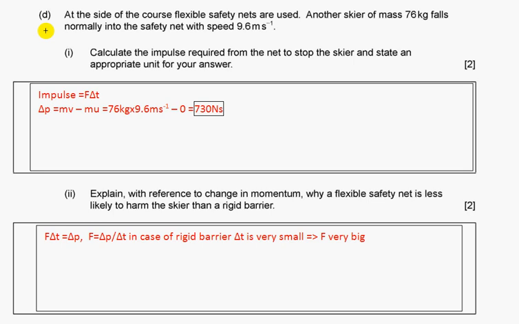At the side of the course, flexible safety nets are used. Another skier of mass 76 kg falls normally into the safety net with speed 9.6 meters per second. Calculate the impulse required for the net to stop the skier and state an appropriate unit for your answer. Impulse equals force times time, or it equals, at the same time, the change of momentum. In the end, momentum is 0. At the beginning it is mass times velocity, so we get 760 newton seconds, without paying attention to the sign.